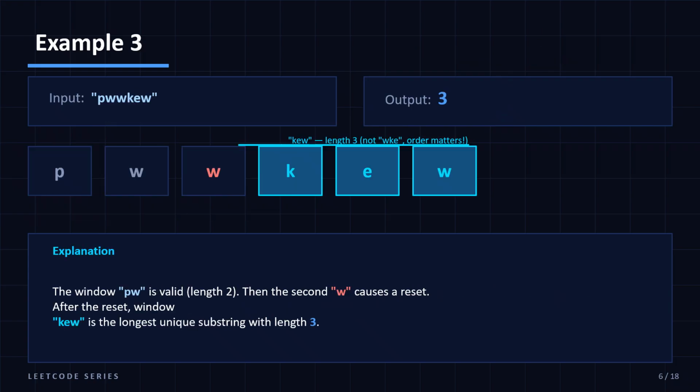Understood? This is going to be our third example, PWWKEW, again a valid string. And we are going to start from here. So P is a valid substring, PW is a valid substring, PWW is not a valid substring. So we are going to shrink the window, right? We shrunk the window; our window was PWW, so now we come to this W, and we have to shrink from the left, so we will start from here. But again WW is repeating, so again we will start from here.